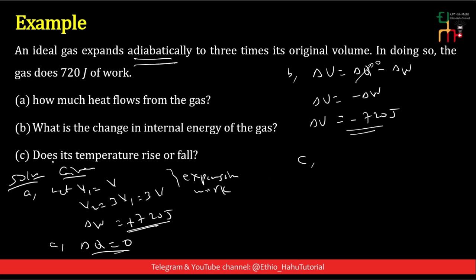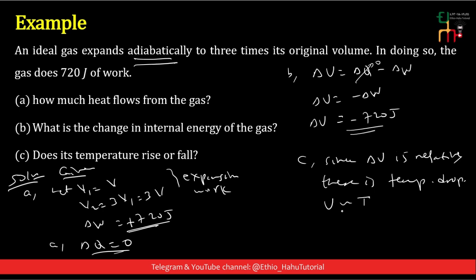Therefore, C, does its temperature rise or fall? Its temperature falls, because the change in internal energy is negative, so there is a temperature drop, because internal energy is directly proportional to temperature. When there is a decrease in internal energy, there is a decrease in temperature.